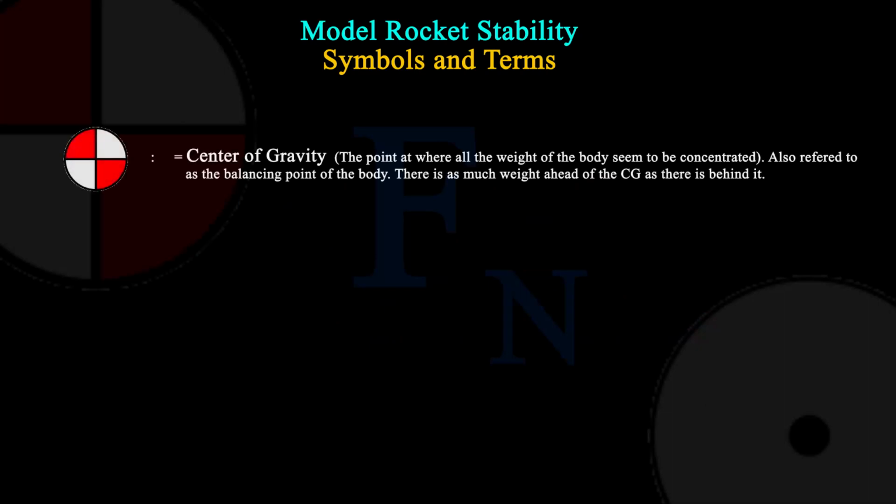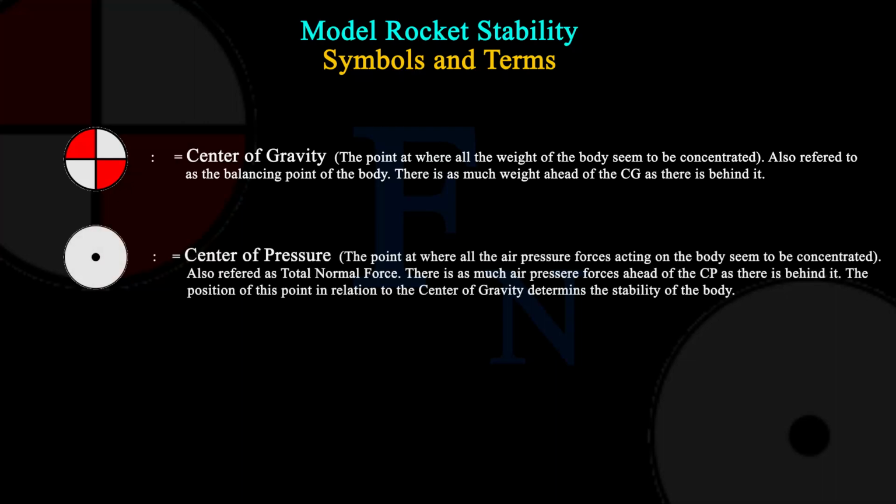Center of gravity: the point at which all the weight of the body seems to be concentrated, also referred to as the balancing point of the body. There is as much weight ahead of the center of gravity as there is behind it. The body will rotate around this point.